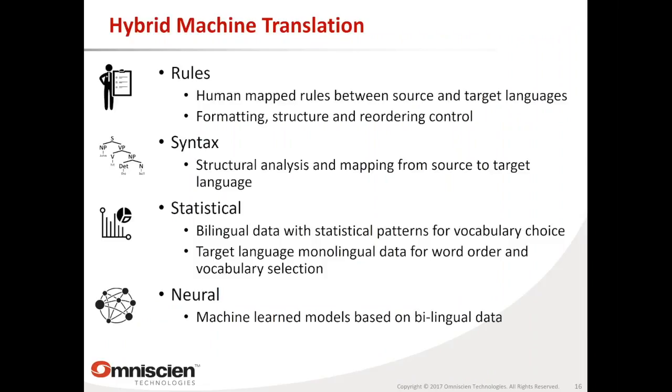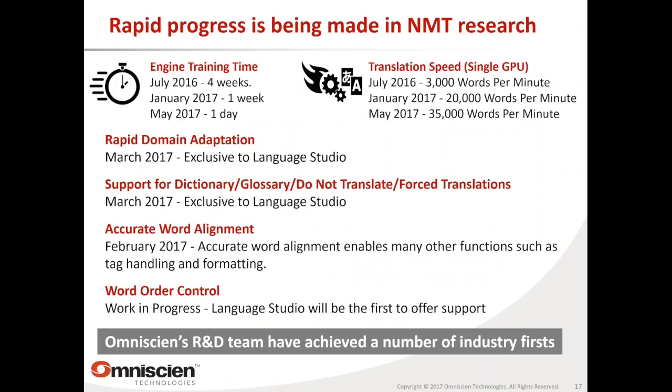So if you look at the 4 different types of translation technologies, we have rules-based, where content is mapped from one language to another via rules between source and target, and that deals with formatting, structure, and reordering control as well. We have syntax, which deals with structural analysis and mapping from source to target. We have statistical, which is taking bilingual patterns of phrases, and that's really good for vocabulary choice. And then a target language model that guides it on word order and vocabulary selection and context. And finally, we have neural, which is based around machine learned models using purely bilingual data.